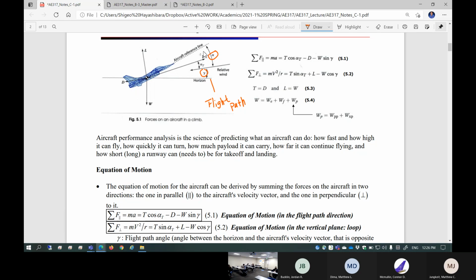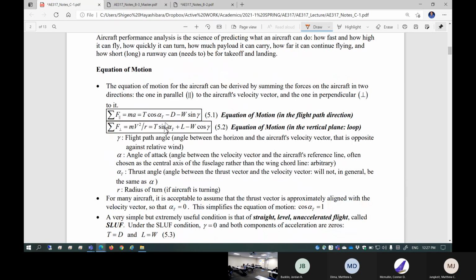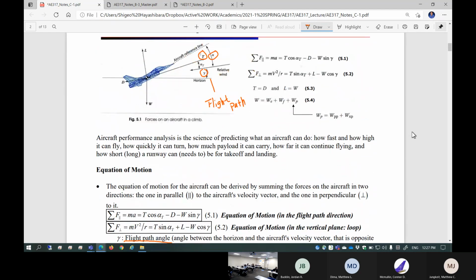So this is T, this is the direction of the velocity of motion. So this is the direction your airplane is moving toward, okay? Oftentimes, this direction has an angle against relative wind. This is called alpha t. This is called thrust angle, okay? So lots of things here. So gamma is the flight path angle, alpha is the angle of attack. Alpha t is the thrust angle, okay? Now those are potentially all different values: alpha, gamma, and alpha t, okay?